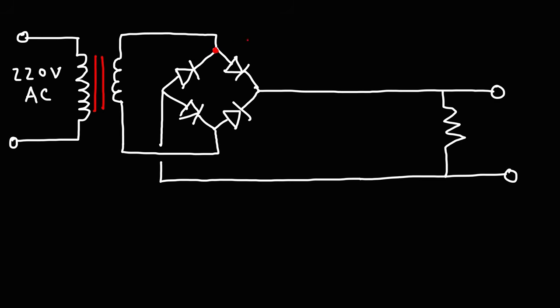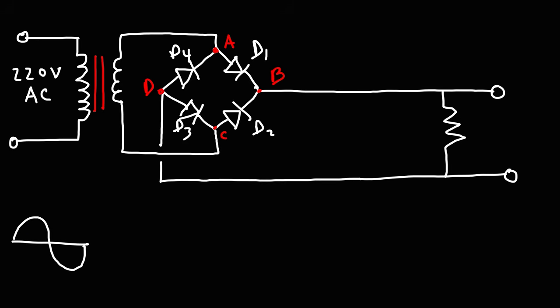Now let's call this point A. This is going to be point B, point C, and point D. Now let's label the four diodes that we have here. So we'll call this D1, D2, D3, and finally D4. So at the input, which is here, we're going to have an alternating signal. So we're going to use a sine wave.